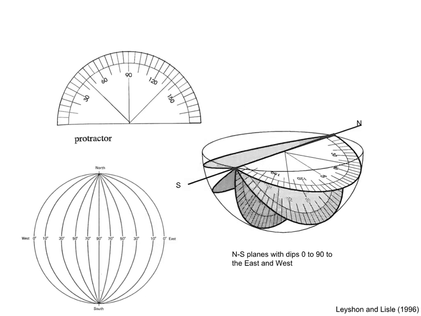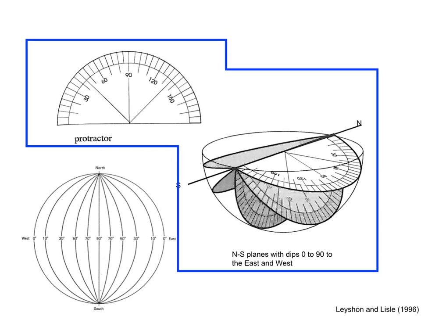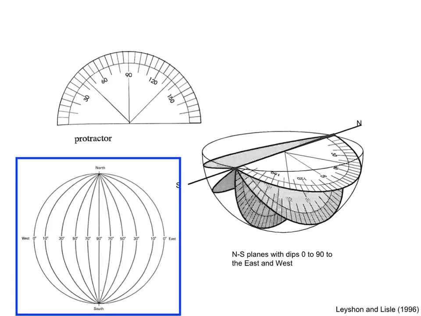First, we will consider north-south striking planes, dipping to the east and to the west, from the horizontal to the vertical, at a regular interval of, let's say, 10 degrees. These planes are illustrated here as equal-size protractors of different inclination, from the horizontal to the vertical. And in the projection plane, they are represented by great circles, as shown here.